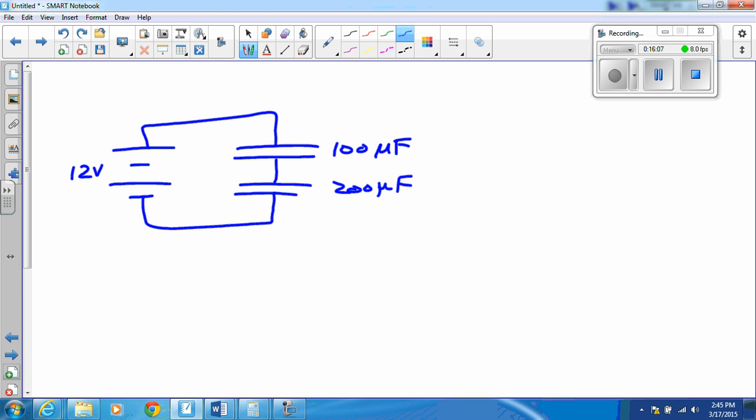And how do I know they're in series? Only one end touching, and there's nothing coming out of that connection. That's right. Connected at one end, nothing coming out of that connection. There. And so now what I'd like to do is find out how much charge is stored.